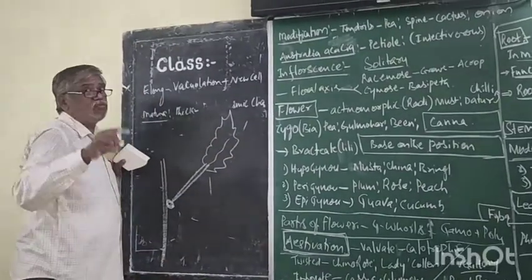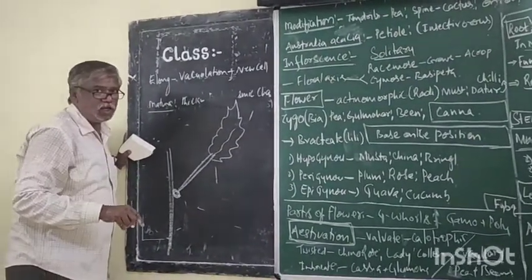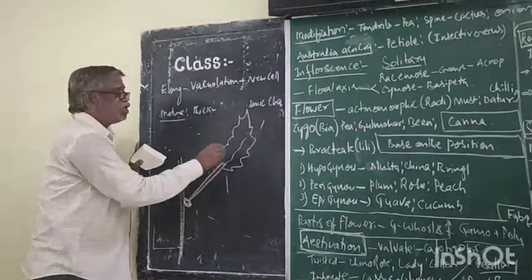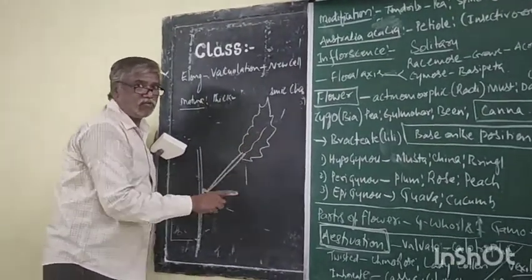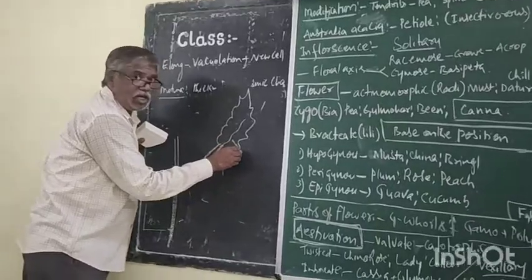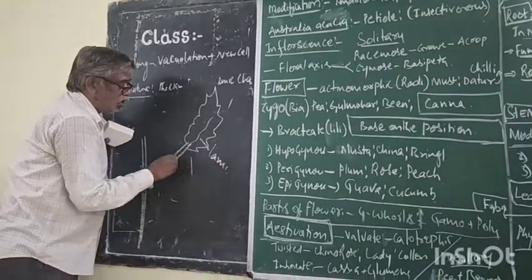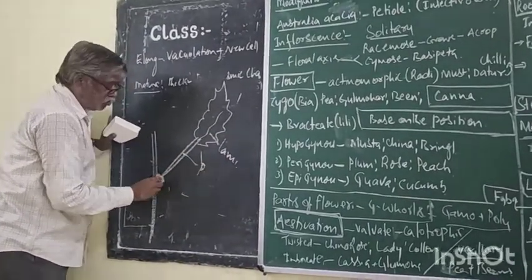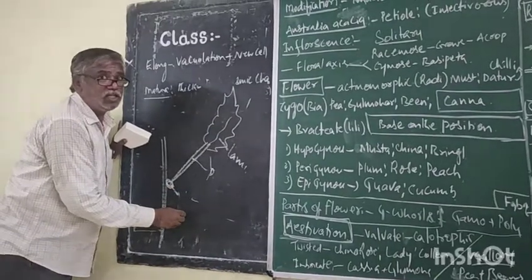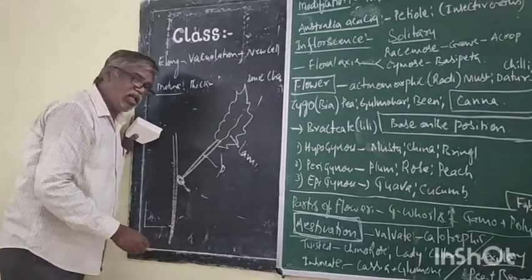All together is called as leaf. Generally, we are misled. This is the leaf? No, it is not a leaf. It is a part of it. What is the leaf? Lamina, petiole, and leaf base. These three together are called as leaf.